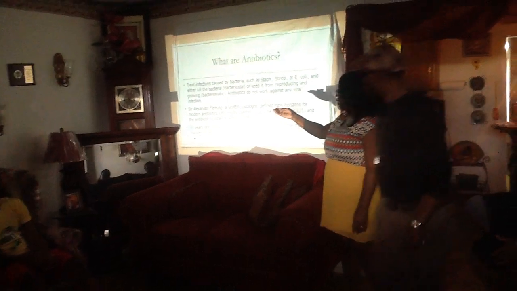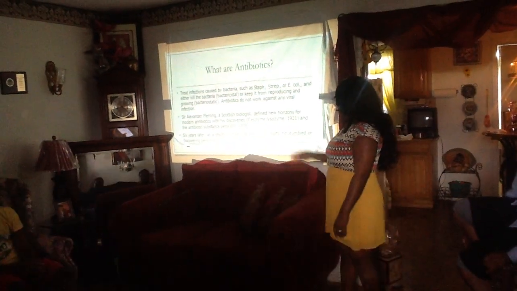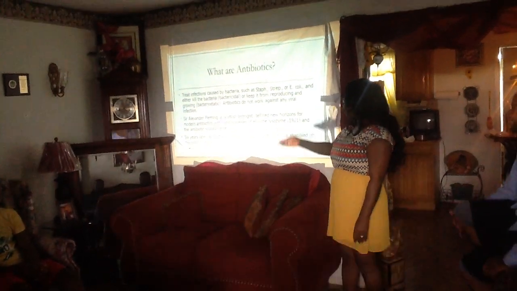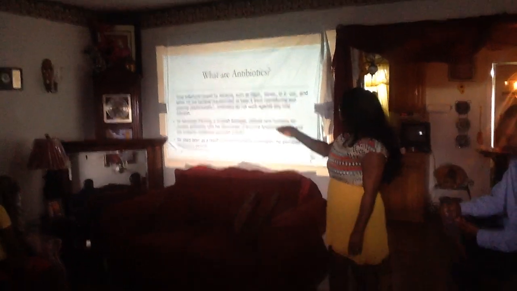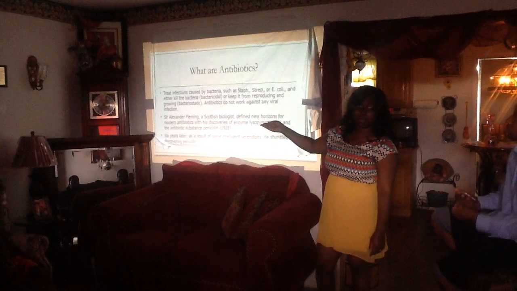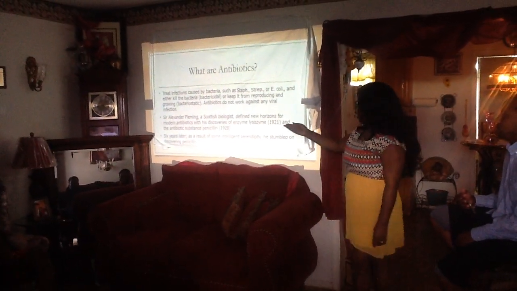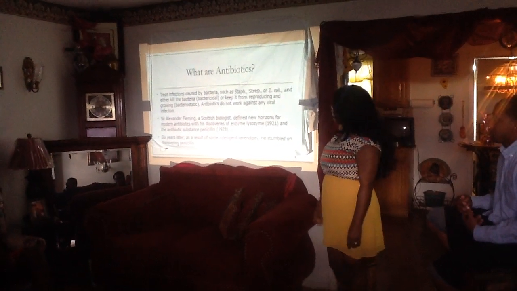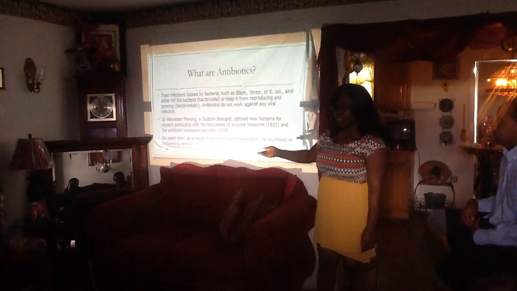Sir Alexander Fleming, a Scottish biologist, defined new horizons for modern antibiotics with his discovery of the enzyme lysozyme and an antibiotic substance, penicillin. So he is the one responsible for finding penicillin. Six years later, as a result of some intelligent serendipity, he stumbled on discovering penicillin.